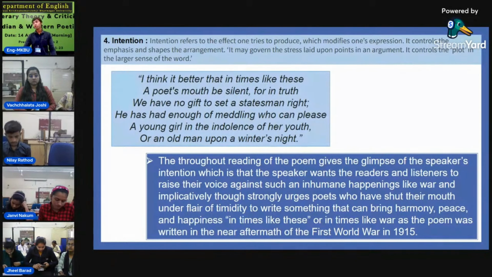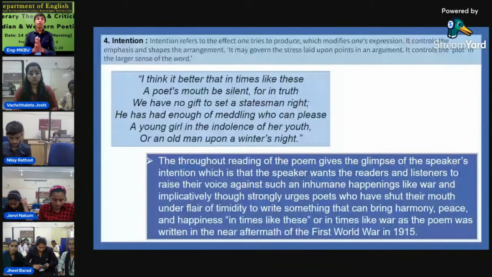So it is because of the timidity of these poets that in such times, when a poet writes something, it is considered against the dictator's speech. As we saw in 1984, nobody was even allowed to keep a diary. The poet should write something that can bring harmony, peace, and happiness in times like this, or in times like war, as the poem was written in the near aftermath of the First World War in 1915.